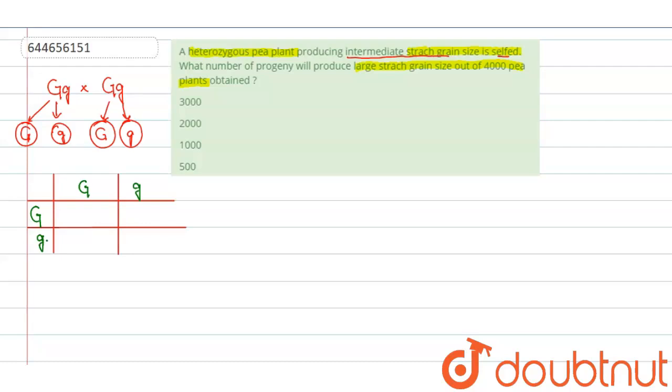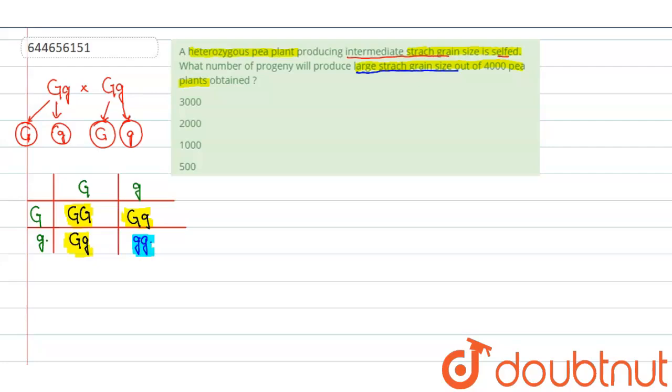So the offsprings will have the genotypes of capital G capital G, capital G small g, and this is small g capital G, or it can also be written as capital G small g, and this is small g small g. So what is asked in the question? They are given only large starch grain size. They have not given whether it is homozygous or heterozygous. So, I'll consider the phenotypic character and I'll tell you that there are a total of three offsprings that will be forming the large grain size or the large starch grain size. And there is only one individual that will be forming the small grain size.